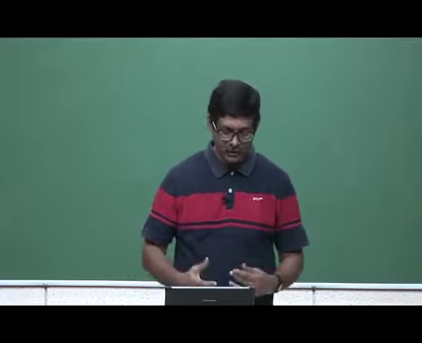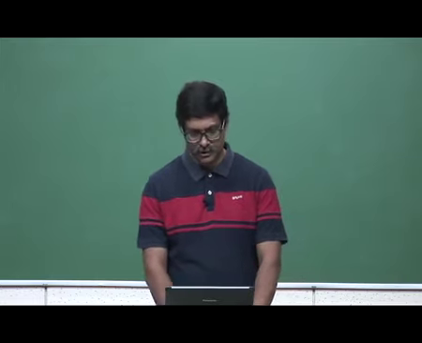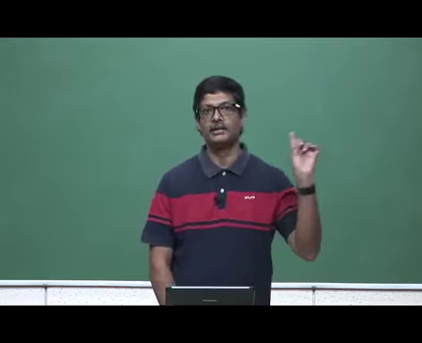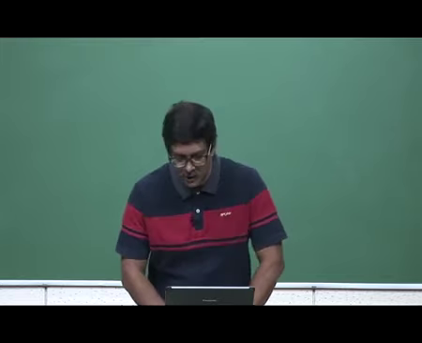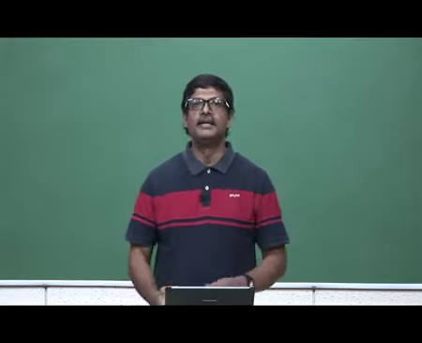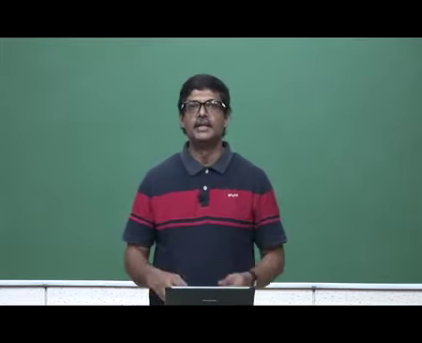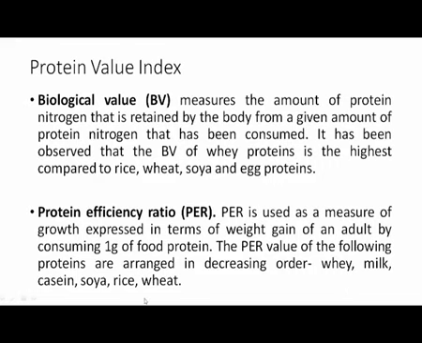And again, the protein efficiency ratio of the proteins is arranged in this fashion, in decreasing order. Whey has the highest protein efficiency ratio. So, whey is very important. What it means is, if you take 1 gram of whey protein, it will be retained and it will result in weight gain equivalently. Milk is the next one, then casein, soya, rice, wheat, etc., in decreasing order. So, whey has the highest PER value, followed by milk, casein, soya, rice and wheat respectively.